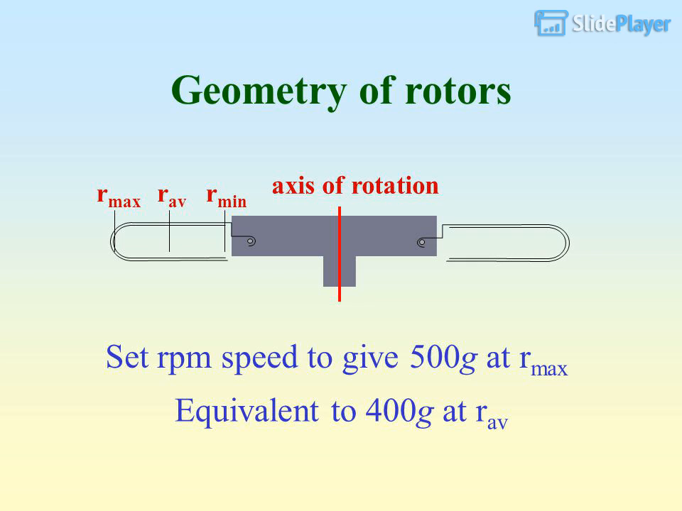In many modern benchtop centrifuges it is possible to set the G-force directly, but this is always at the max. In the majority of these centrifuges, 650 at max is approximately equivalent to 500 GAV. For more information about the geometry of rotors, see Training File 1, Slides 2 to 5. Equivalent to 400 grams at Rav.